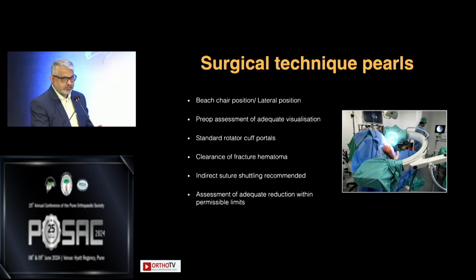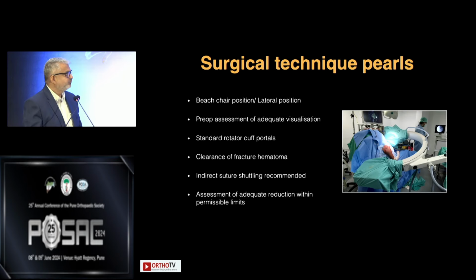Coming to the surgical technique, you can either do this in a beach chair or a lateral position. Whichever position you choose, you need to get C-arm access because you want to see the reduction once under C-arm, although you get an arthroscopic view. You're going to do standard cuff portals because you're going to work from the subacromial space, not in the glenohumeral joint. You're going to adhere to the principles of trauma.